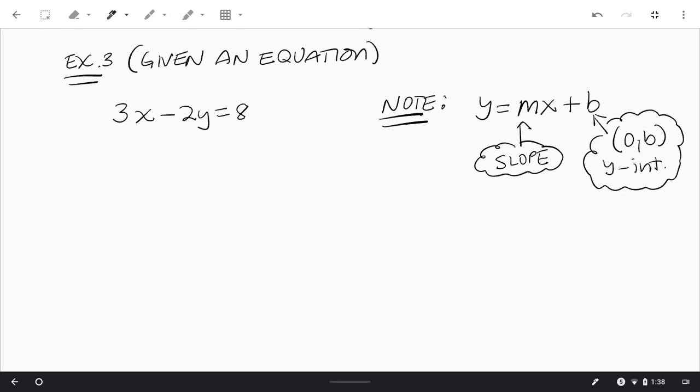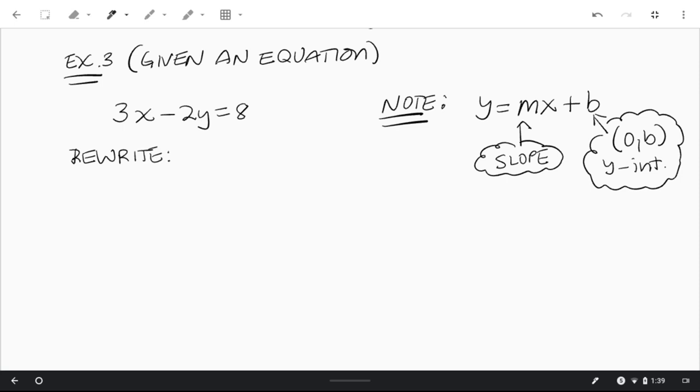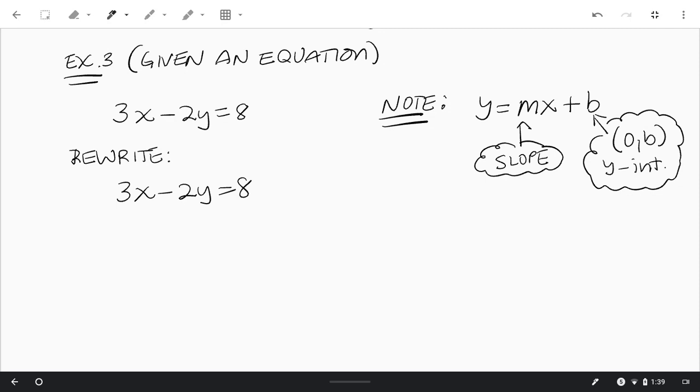So if we can take this equation that we have here, 3x minus 2y equals 8, and rewrite it so that the y is by itself, then we can identify the slope. So that's how you would find the slope of an equation. We find it by rewriting it. All right, so let me write it over here. We want to rewrite it with the y by itself. So I'm going to subtract 3x on both sides.